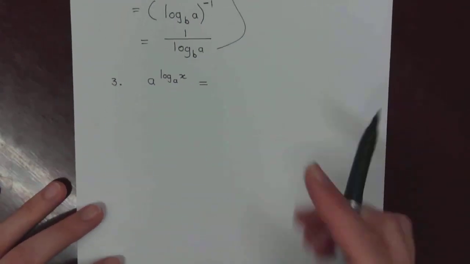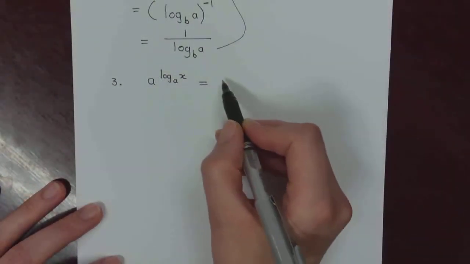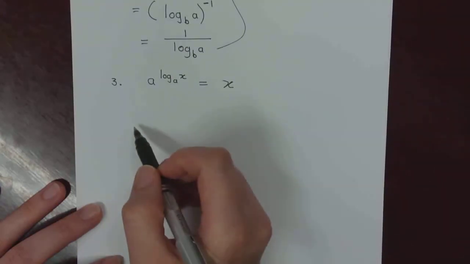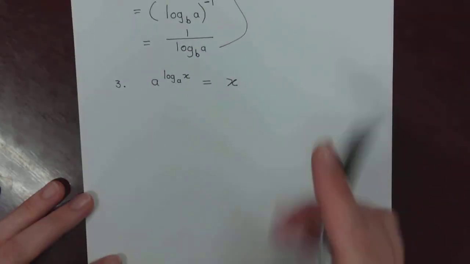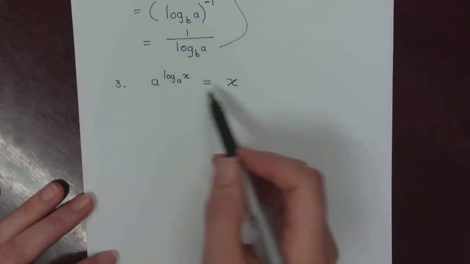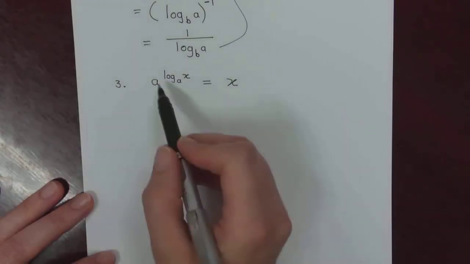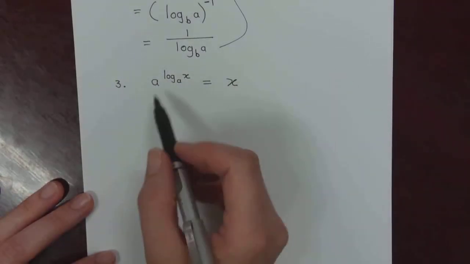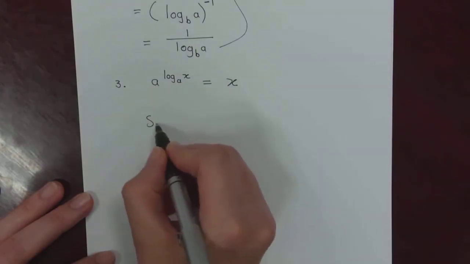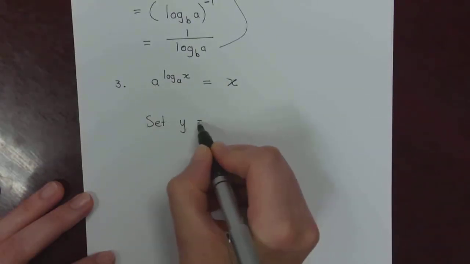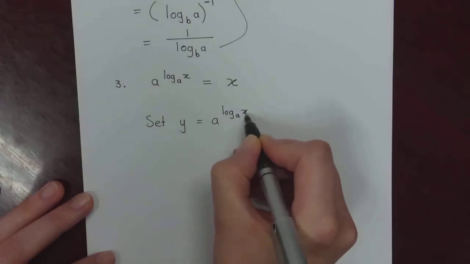And the last little deduction of these log laws is a very lovely little one. This is just equal to x. In order to understand this one, which is slightly tricky, I think the easiest way is to start with this, and say let's make this equal to y. So let's set y equal to a to the power of log base a of x.